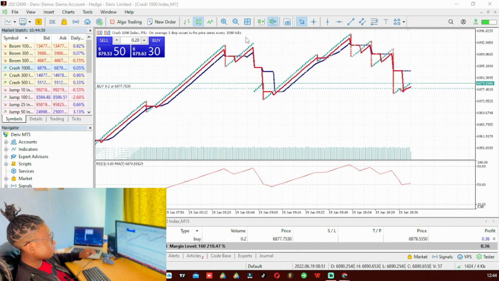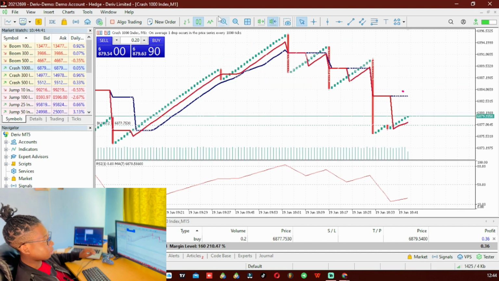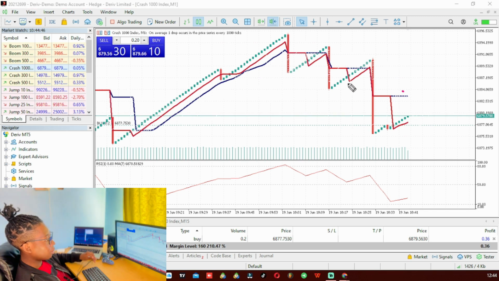Okay, so for this, let me just zoom in. Okay, so a perfect example is here. You enter a trade when the red Ichimoku Kinko Hyo is above the candles, and as you can see, the blue line crossed the candles. Then you close here, you take your profit. Another example is here. You enter a buy here and you close here.